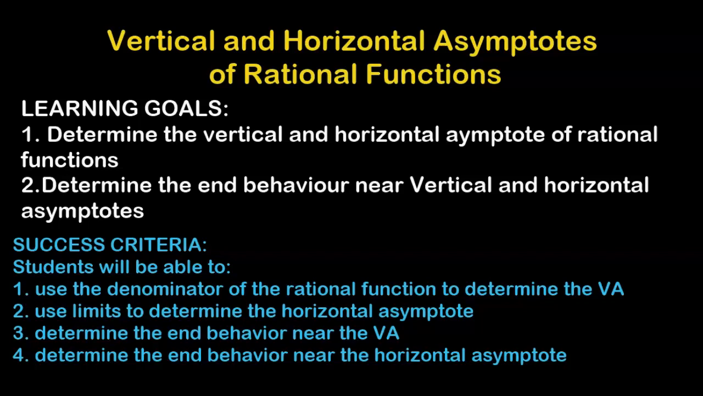After going through the lesson, students will be able to use the denominator of the rational function to determine the vertical asymptote. Students will be able to use limits to determine the horizontal asymptote. Students will be able to determine the end behavior near the vertical asymptote, and the end behavior near the horizontal asymptotes. Let's understand all this with an example.